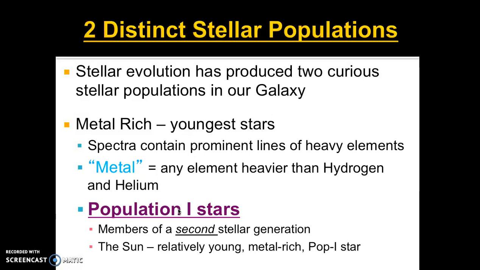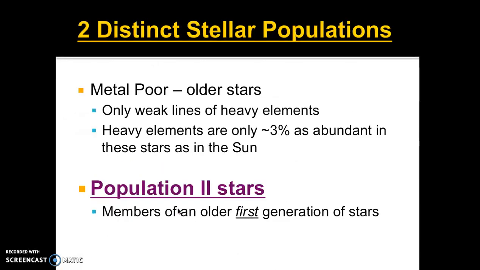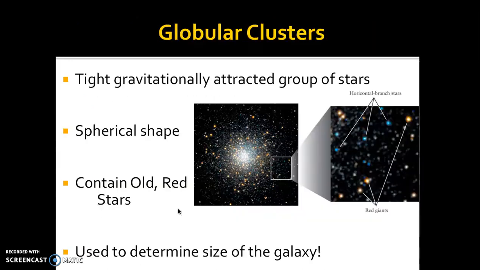So these are called population 1 stars. They're our newer generation. Population 2 stars are the older generation of stars. They're part of a first generation of stars that were born out of a universe that was primarily devoid of these heavy elements. These heavy elements are only about 3% as abundant in these stars as they are in the sun. So these are two different types of stars: these older, redder, kind of deader stars, and the younger, bluer stars that are just being born.